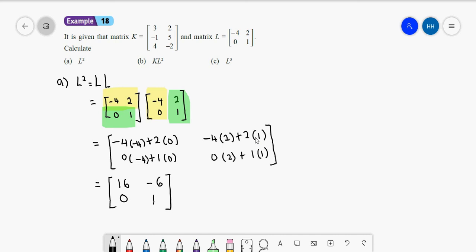You can always check whether the order of your answer is correct or not by determining the order of the matrices. Here, 2 by 2, 2 by 2. So the answer is a 2 by 2 matrix.